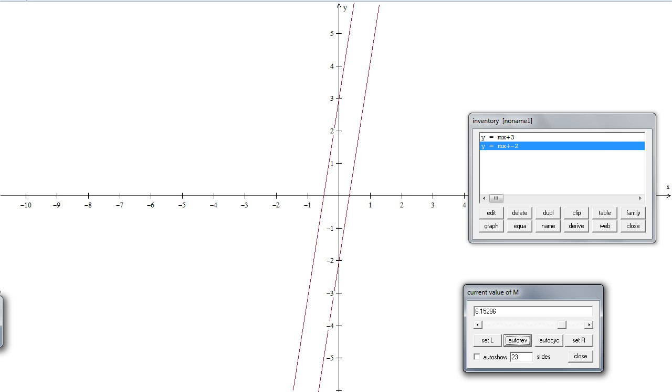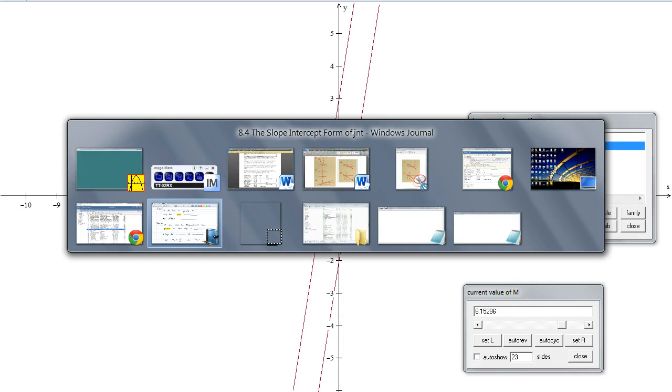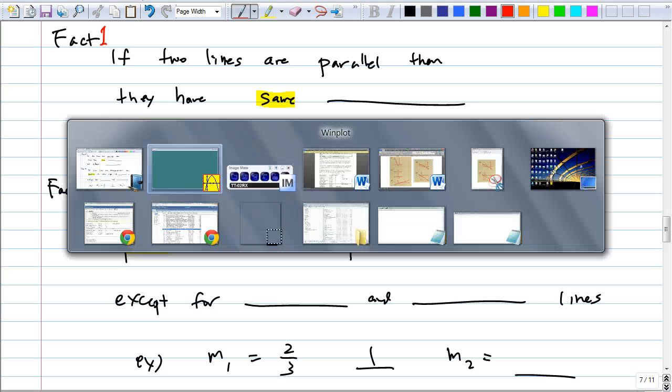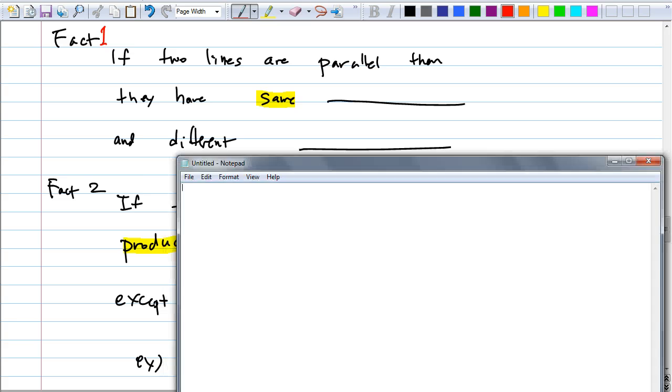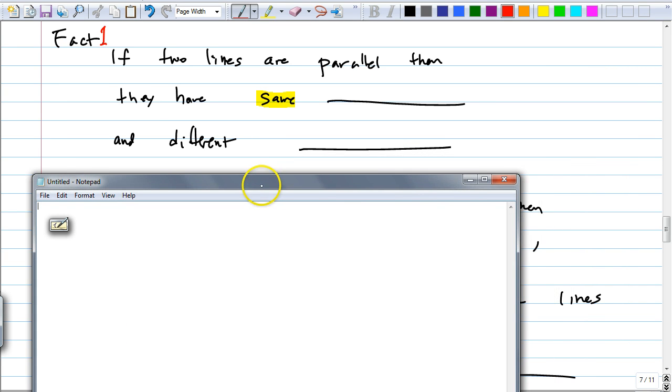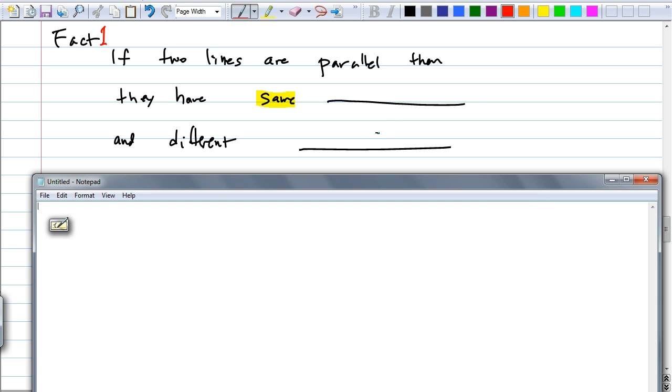So write this down. Here's the fact, okay? If two lines are parallel, then they have the same what? Slope and different y-intercept. If they have the same slope and the same y-intercept, they're the same line, right? So write that down. Fact 1. If two lines are parallel, then they have the same slope and different y-intercept. Okay, write it down.